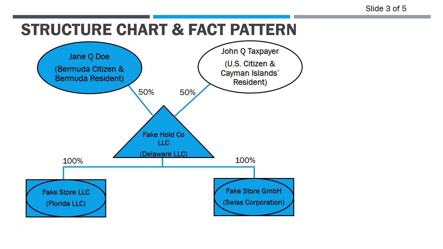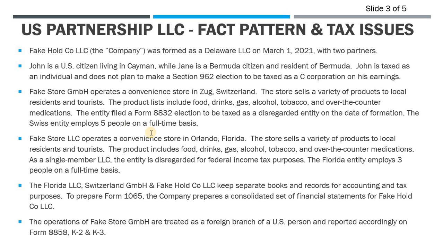Okay, so now let's look at the fact pattern in a bit more detail here. So we got some information before we really jump into the return itself. So the company, this holding company, formed in Delaware in March 2021, and it has two owners, right? So we have John and Jane. John's a U.S. citizen, and he lives in the Cayman Islands, while Jane is a Bermuda citizen, and she's a resident of Bermuda. Now, John is taxed as an individual and does not plan to make his Section 962 election to be taxed as a C Corp.